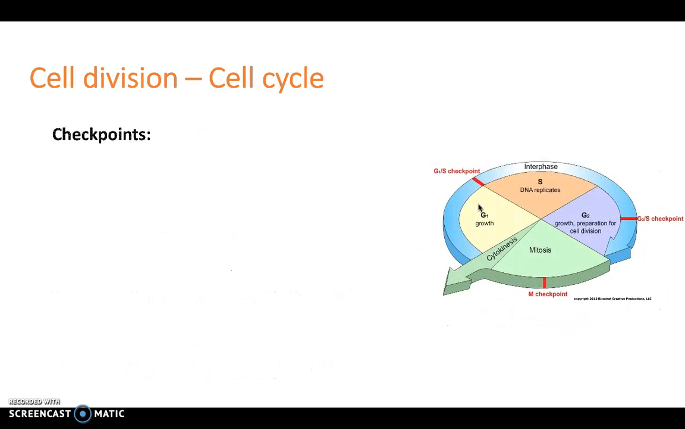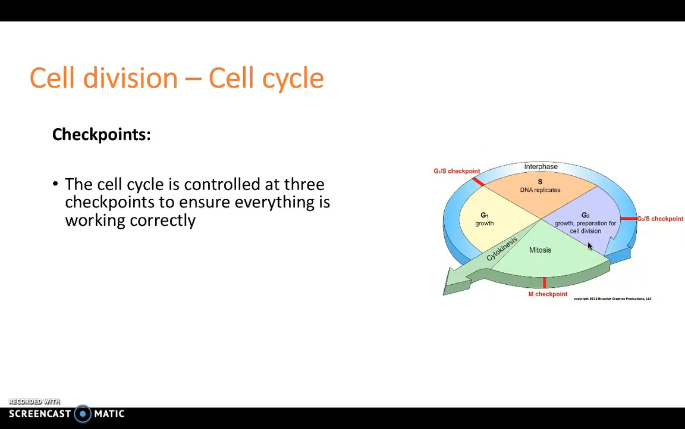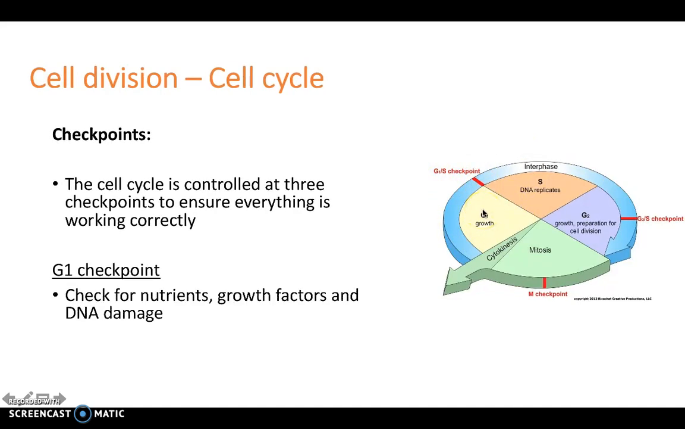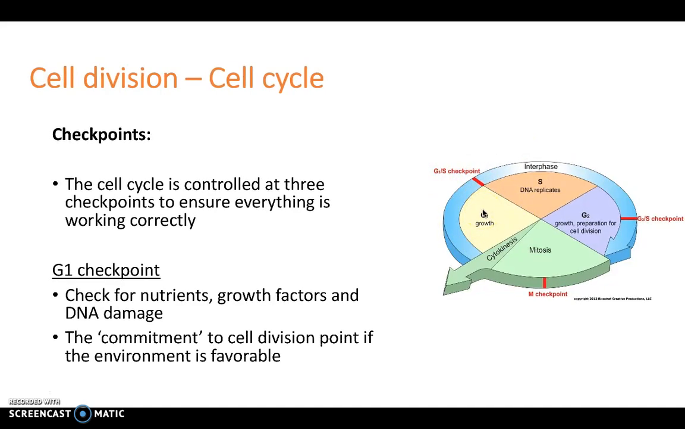So this is exactly the same picture, just in a little bit of different view, and we've now added something on called checkpoints. So there are 3 important checkpoints to be aware of within the cell cycle, and these are stages where we control and check what's going on in the cell cycle and make sure everything's working correctly. So the first one is the G1/S checkpoint, and this is at the end of G1, and it checks for nutrients, growth factors and DNA damage. In other words, the commitment to cell division point if the environment is favourable.